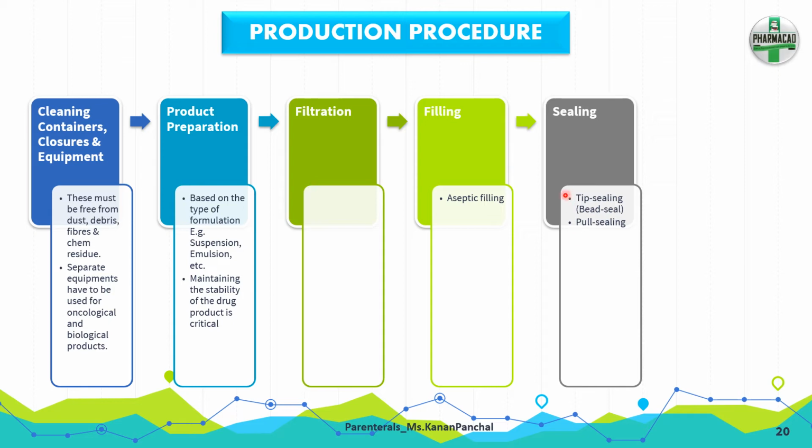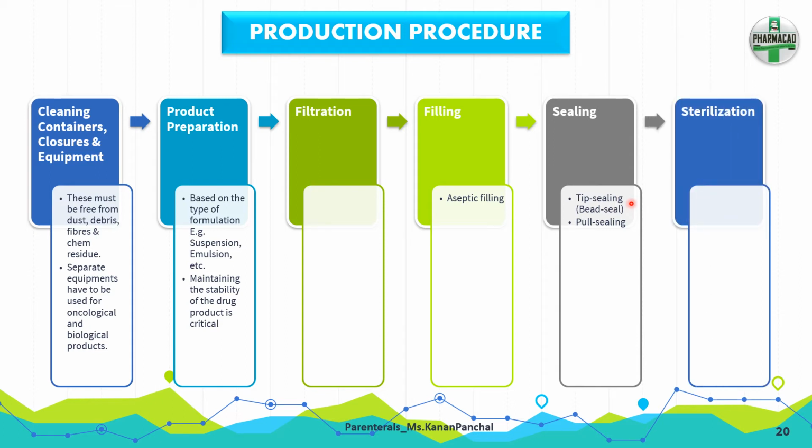In tip sealing, the ampules are usually rotated around the burner, and the sealing is then carried out. In a pull sealing, the ampule head is heated, and once it softens, it is pulled and sealed. Now, pull sealing is a more secure method. However, the more aesthetically appealing method is the tip sealing method. So usually in industries, the tip sealing method or the bead sealing method is carried out.